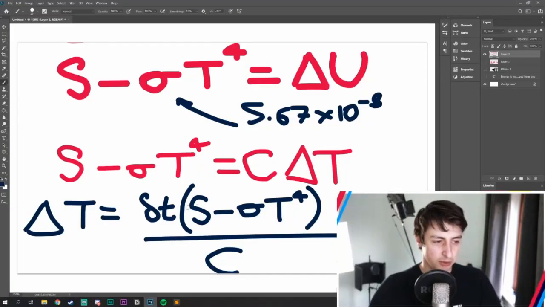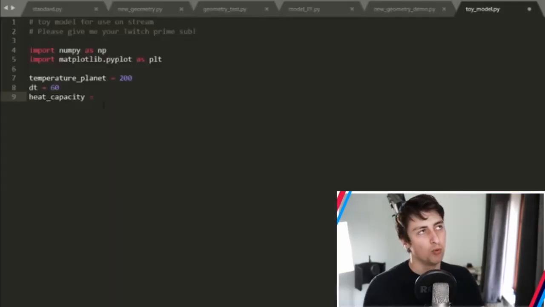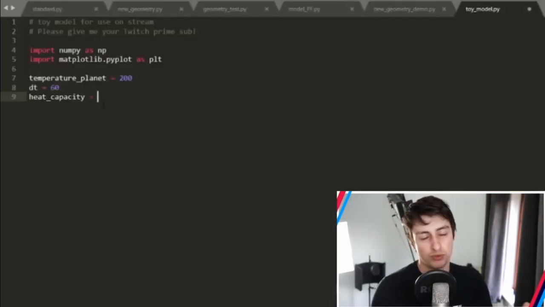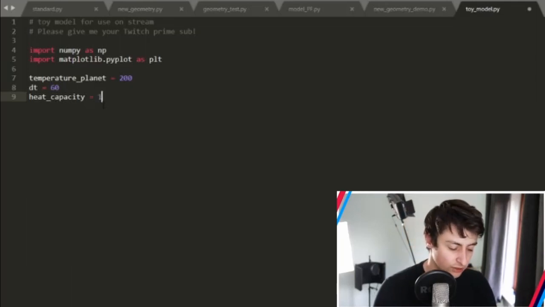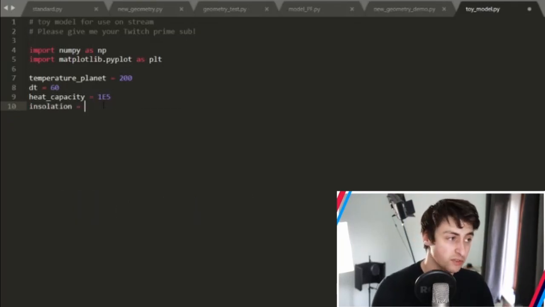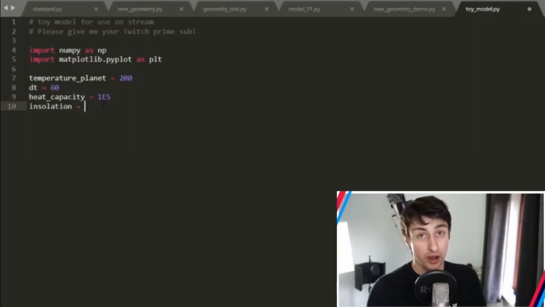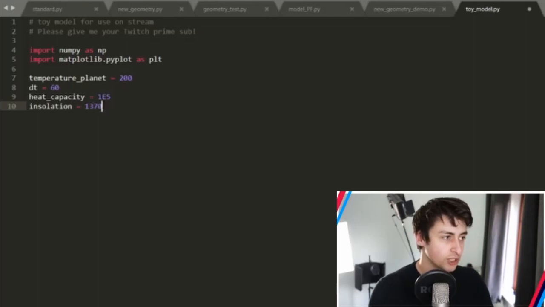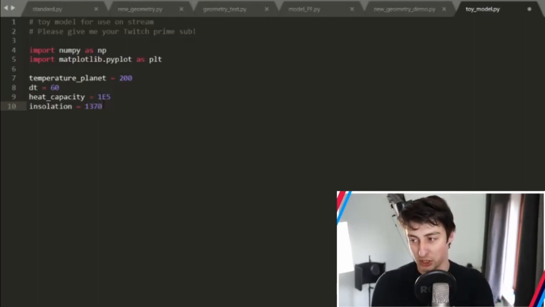So what else do we need to know? We need to know the energy coming in from the sun, the Stefan-Boltzmann constant and the heat capacity. I'm going to do this considering 1 cubic meter of rock in the most generic sense. So I'm going to say this is 1E5. Then the insolation, which is the technical name for the energy that comes in from the sun, is the amount of energy that 1 square meter of the Earth receives, which I just happen to know is 1,370 joules per meter squared per second.